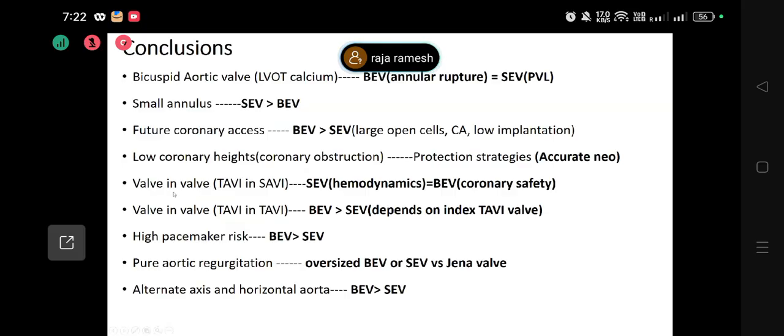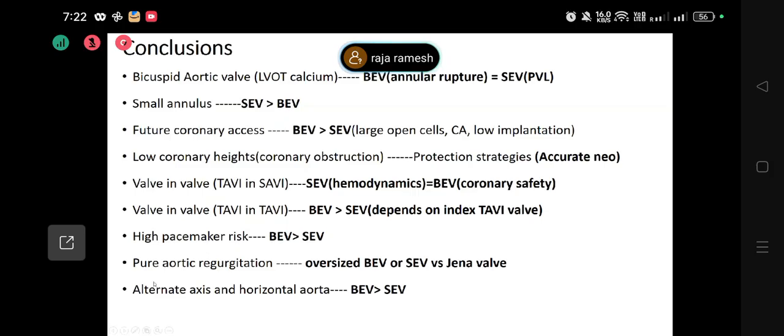For valve in valve, TAV in SAV, for better hemodynamics, we have to choose the self-expandable valve. For coronary safety, we have to weigh it against the balloon expandable valve. For TAV in TAV, a balloon expandable valve is maybe better than the self-expandable valve, but it all depends upon the index TAVI valve. So short in tall is a better combination. For patients with higher pacemaker risk, a balloon expandable valve may be better than a self-expandable valve.